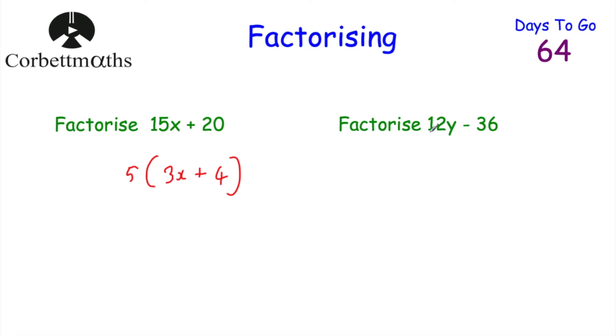This time we've been asked to factorise 12y subtract 36. So we want to see what we can divide these by. We could divide these by 2 or by 3 or by 4, but actually I can see that the largest number we can divide both of these by is 12. So I'm going to put 12 and then open brackets, and divide both of these by 12. 12y divided by 12 is just y. Then we've got to subtract, and 36 divided by 12 is 3. So if we were asked to factorise 12y minus 36, the answer would be 12, open brackets, y minus 3, close brackets, and that's it.